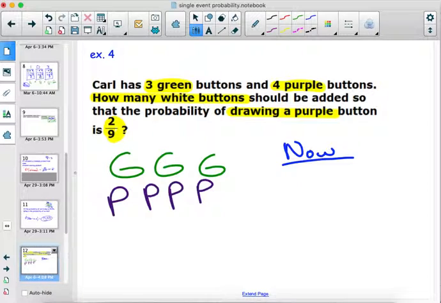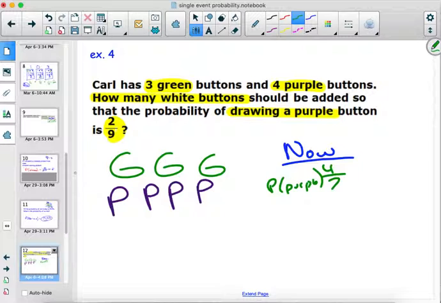You want to start that now? This is a good strategy. I wish I could calculate the answer. What's the probability right now with no white of drawing a purple? Devin, what's the probability of drawing purple right now? 4 out of 7. 4 desirable outcomes out of the 7. Is 4 sevenths the same thing as 2 nines?